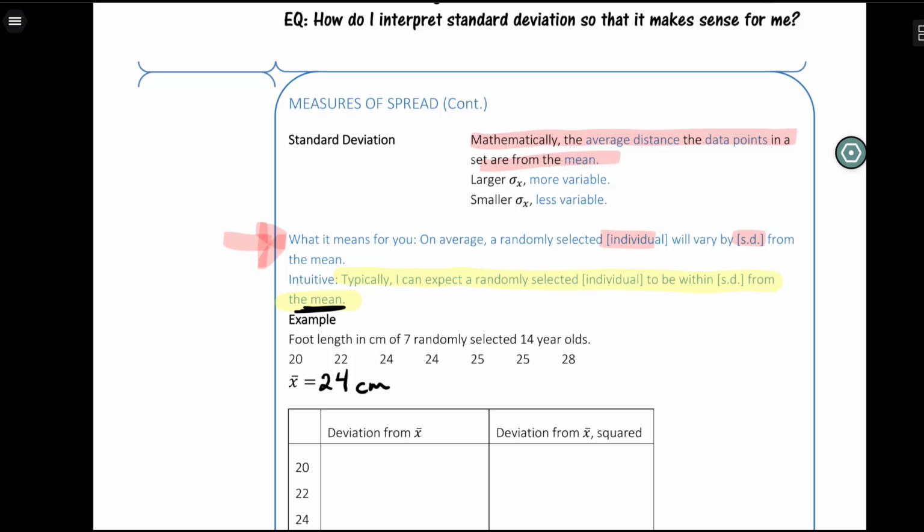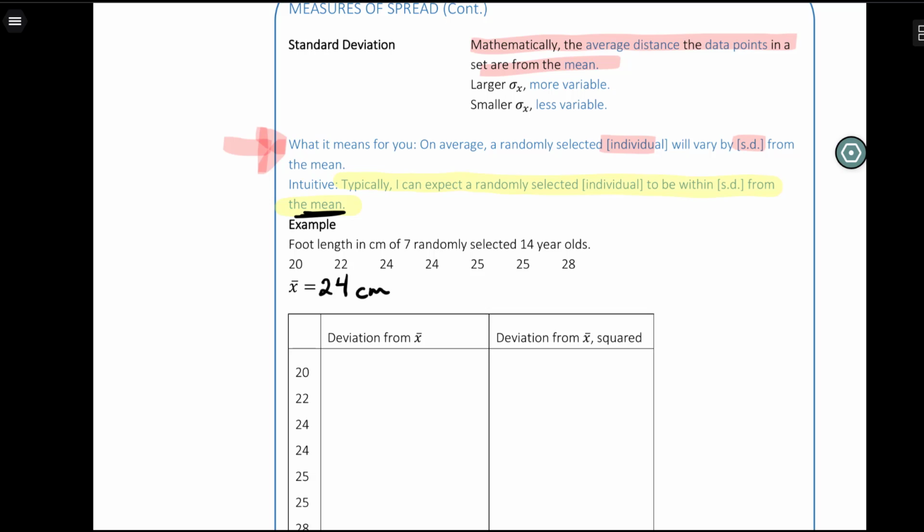Now, we need to see how far they vary from the mean, right? It talks about variation from the mean, or deviation from the mean. So deviation means we need to subtract. Let's take each individual and subtract the mean. So 20 minus 24, this individual has a deviation of -4, which means they're 4 centimeters shorter than the average foot length. Doing the same thing for this individual, they are 2 centimeters shorter. This person has an identical foot to the average, so that's going to be 0.